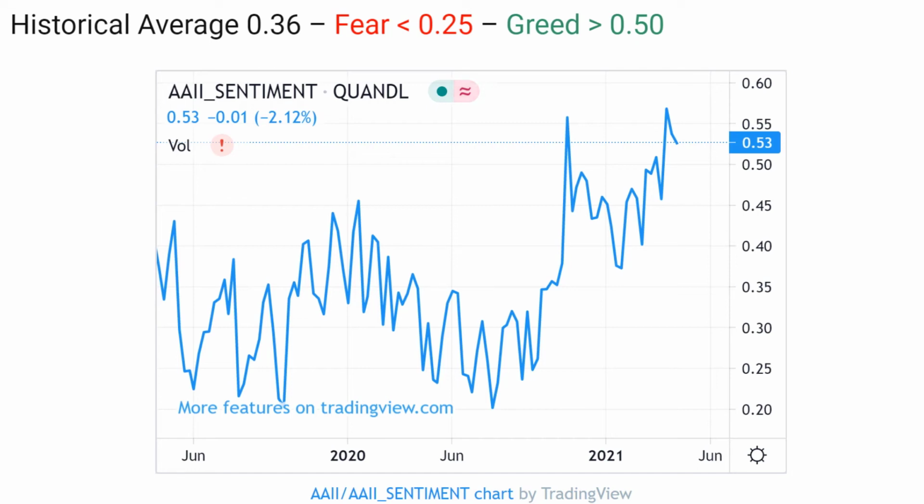So this indicator is best used as a contrary indicator. So when sentiment is extremely high, it's an indication to sell. And when the indicator is extremely low, it's an indication to buy stocks. As Warren Buffett says, be fearful when others are greedy and be greedy when others are fearful.